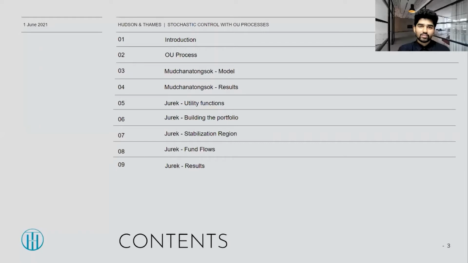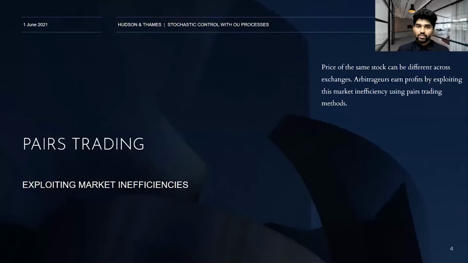So let's look at the contents of this presentation. Firstly, I'll be introducing the two papers that we'll be discussing here. These papers had the highest impact in this particular domain. Then I'll look at how an OU process can model the spread between the two assets. And then we'll go deep into the two models and look at the corresponding results from the two models as well. So firstly, let me introduce pairs trading.